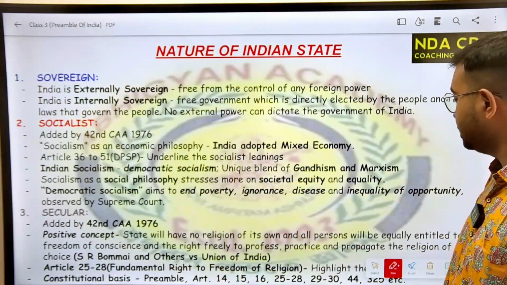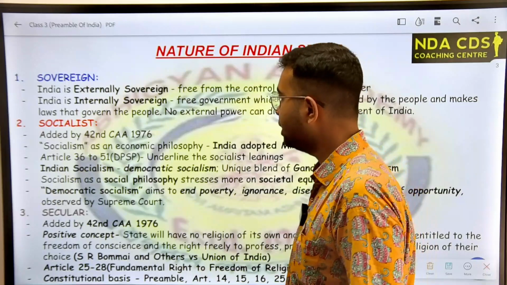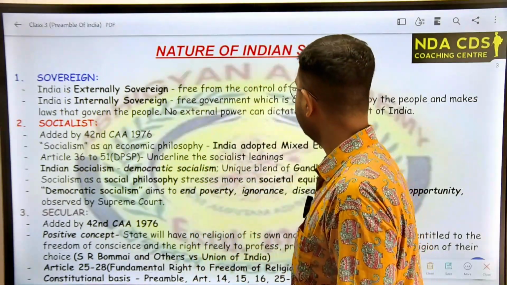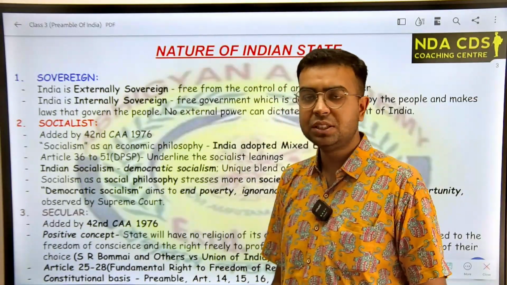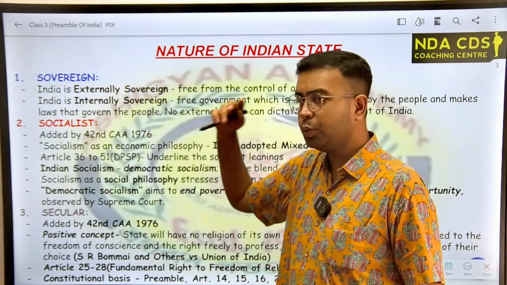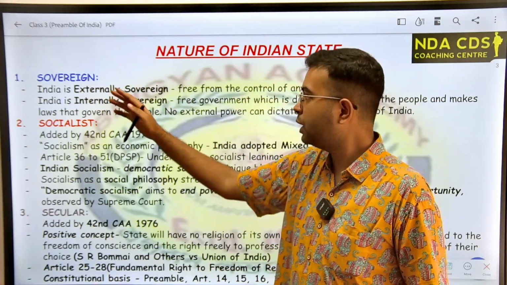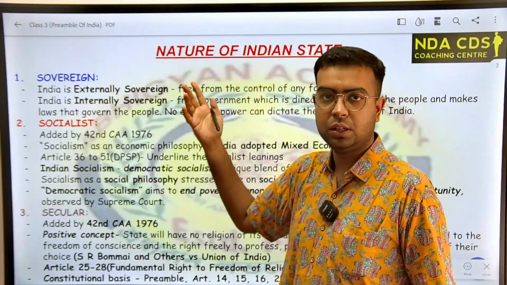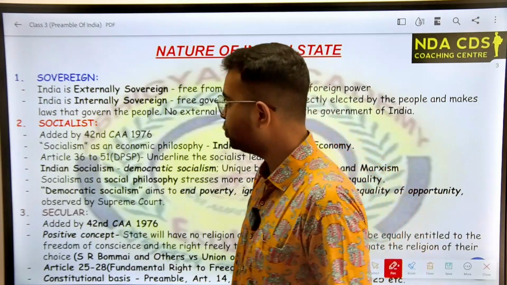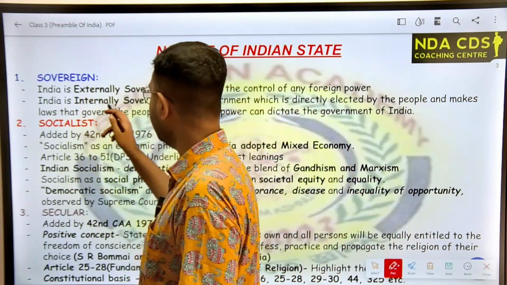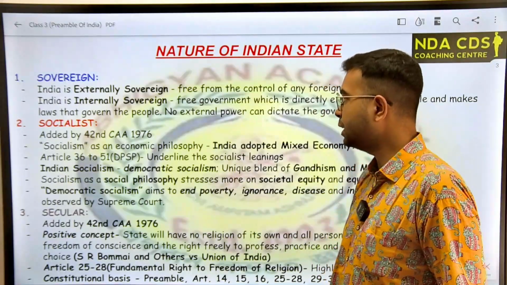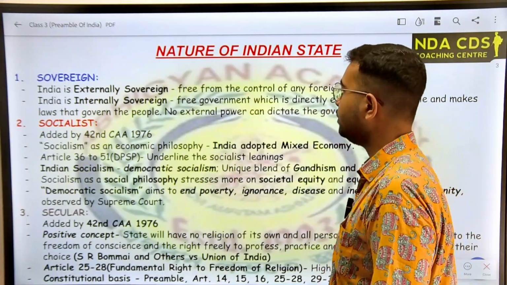Now, the nature of the state. The first term we had was sovereign. What does sovereign mean? Sovereign, as I said, in layman's language, means apne marzi ka malik. That you are the king of your own mind, you are the king of your own will. Sovereignty is also of two types: external sovereignty and internal sovereignty. India has both external and internal sovereignty.